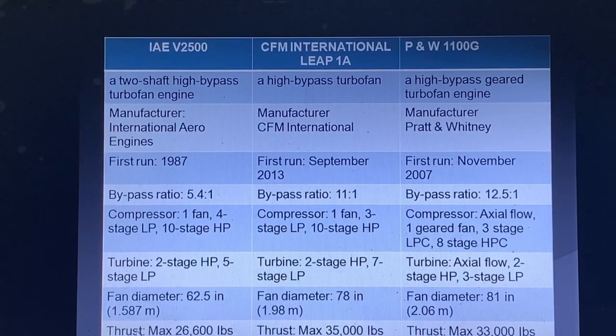Now let's talk about the thrust specification. The thrust rating of the IAE V2500 engine is a maximum of 26,600 pounds, whereas for the CFM International Leap 1A engine, the maximum thrust is 35,000 pounds, and for the Pratt & Whitney 110G engine, the maximum thrust is 33,000 pounds. So the highest thrust rating is of the CFM International Leap 1A engine.